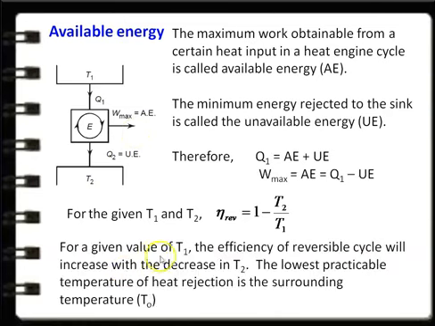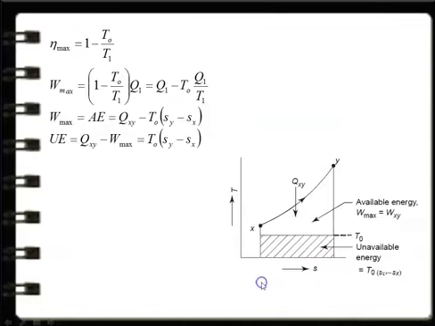Then for a given value of T1, the efficiency of the reversible cycle will increase with a decrease in T2 value. We assume T1 is constant, right? So for a given value of T1, the efficiency will increase by decreasing T2. The lowest practicable temperature of heat rejection is the surrounding temperature T0. So the lowest possible temperature is T0. When it is rejecting heat to the surrounding, the efficiency will be maximum.